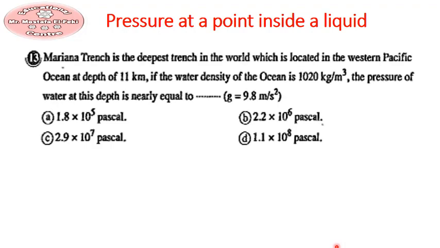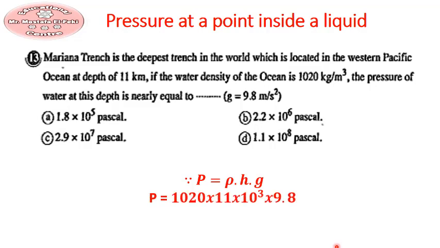Mariana Trench is the deepest trench in the world, which is located in the western Pacific Ocean at a depth of 11 kilometers. If the water density of the ocean is 1020 kilogram per cubic meter, the pressure of the water at this depth is nearly equal to pressure equals rho h g, then 1020 times 11 times 10 power 3 to convert it from kilometer to meter, times 9.8, approximately equal 1.1 times 10 power 8 Pascal.